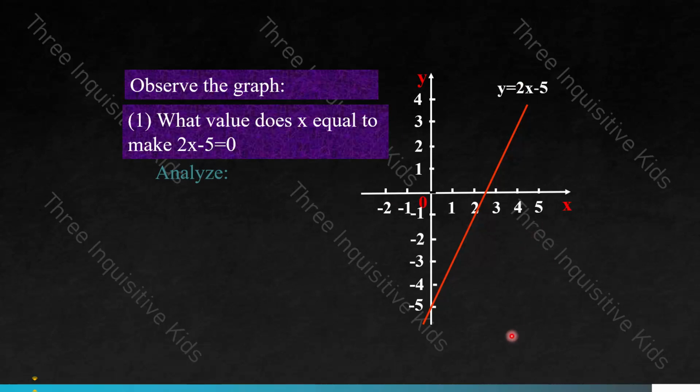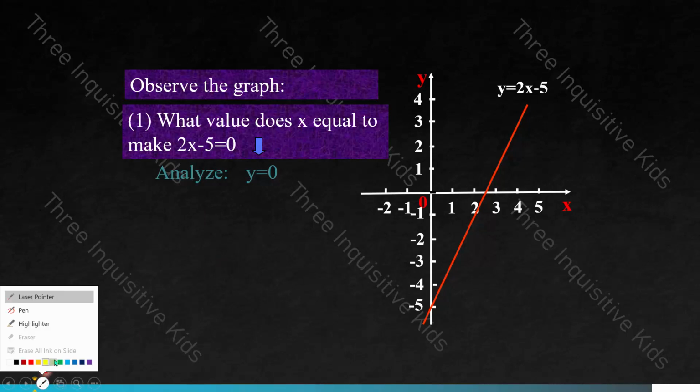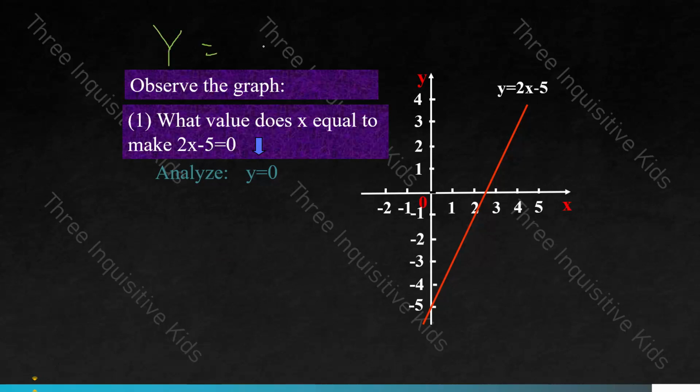What value does x have to equal in order to make 2x minus 5 equal to 0? So let's analyze. Another way to say this same question is, what value does x equal to make y is equal to 0? Because remember, y is equal to 2x minus 5, which means that we can replace this part with y. So essentially we're being asked, what value does x equal when y is equal to 0?